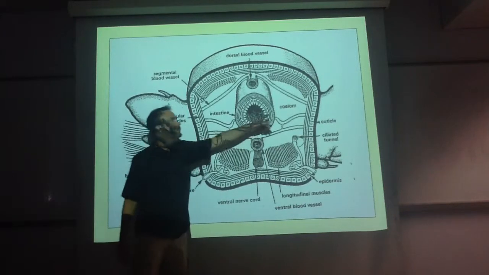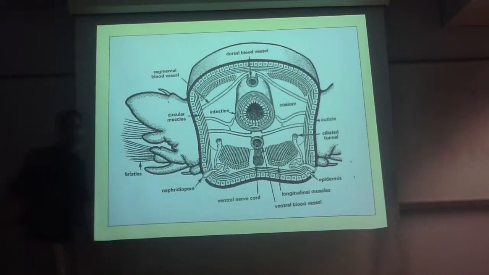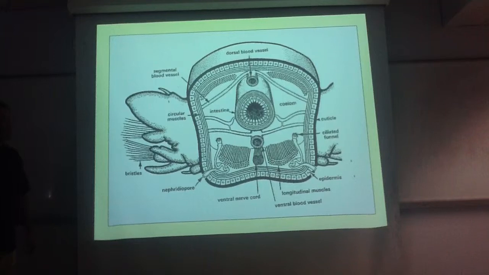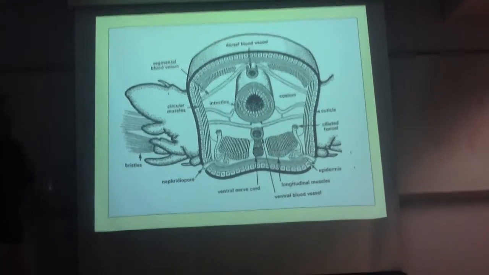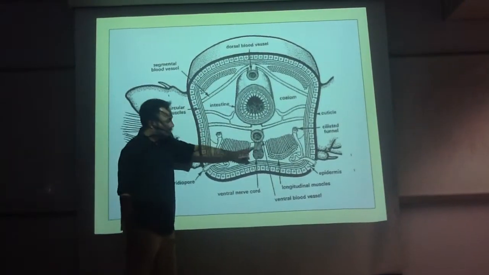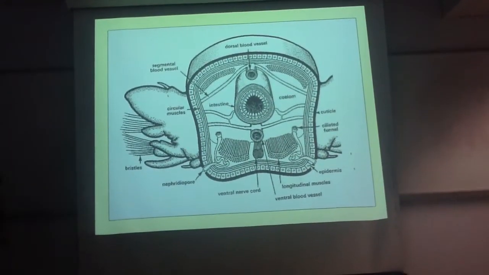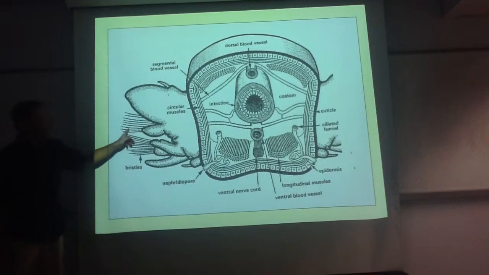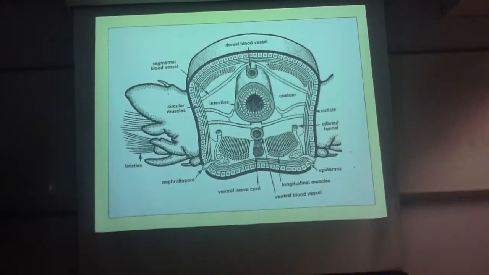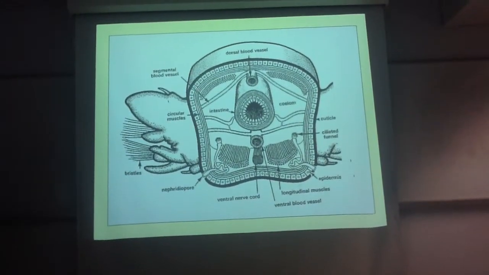Has a true coelom. Nematode's going to have a pseudocoel. A platyhelminth has no coelomic cavity whatsoever. It has both a dorsal and ventral blood vessel, indicating sort of a closed circulatory system. Again, you wouldn't notice that. And of course, things like parapodia and setae are annelid characters. You don't find those in nematodes or platyhelminths.